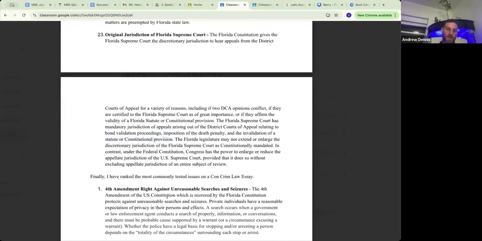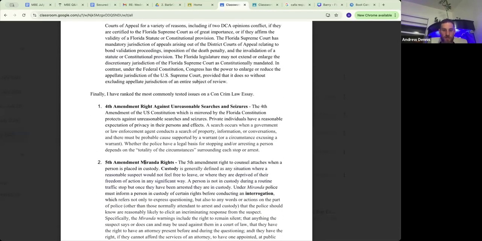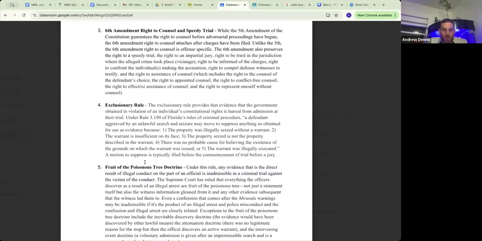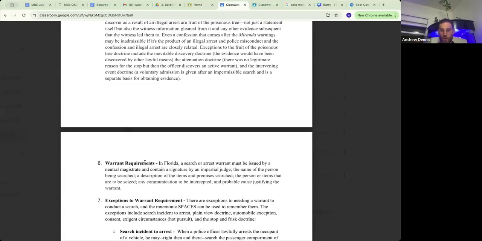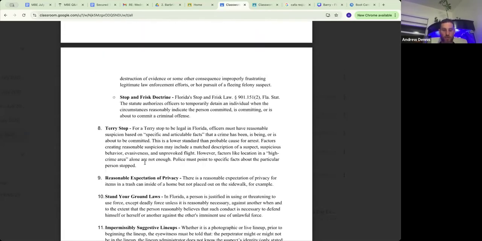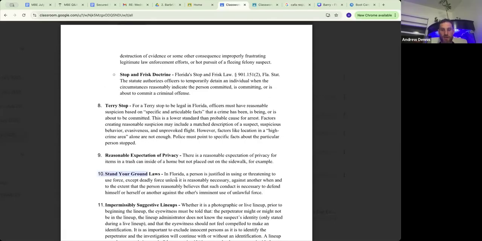And then the con-crim ones, we talked about this: Fourth, Fifth Amendment, Miranda rights, custody, Sixth Amendment right to counsel, exclusionary rule, fruit of the poisonous tree doctrine, warrant requirements, the mnemonic for the exceptions to the warrant, reasonable expectation of privacy, stand your ground laws.